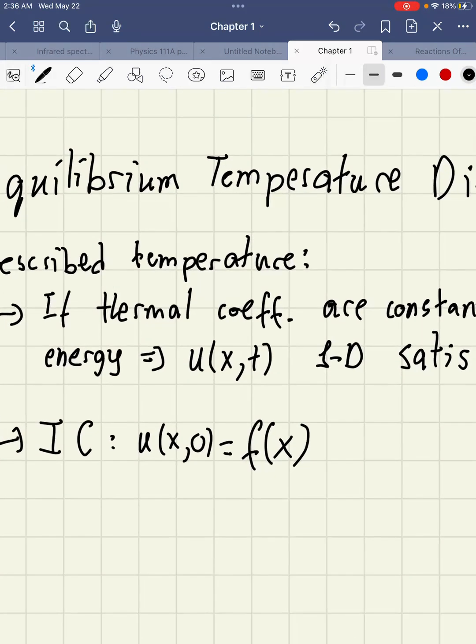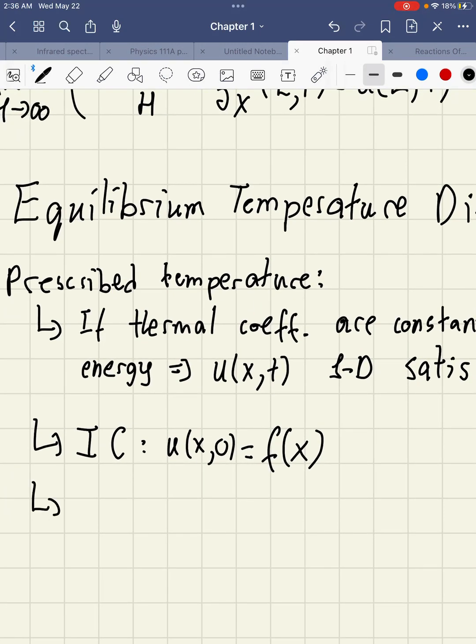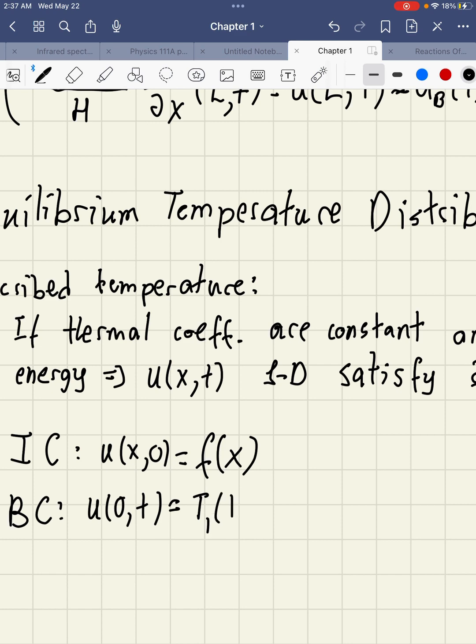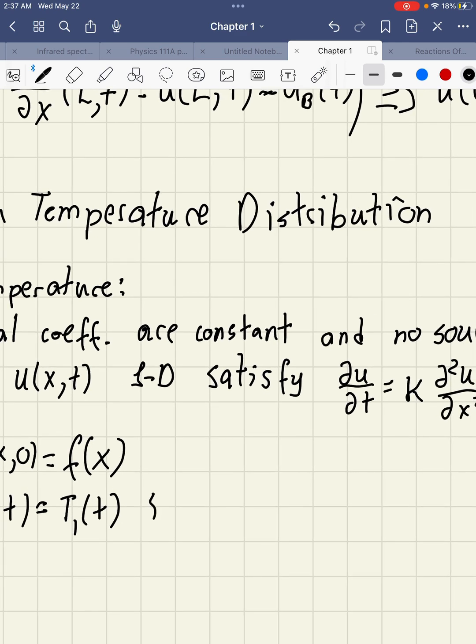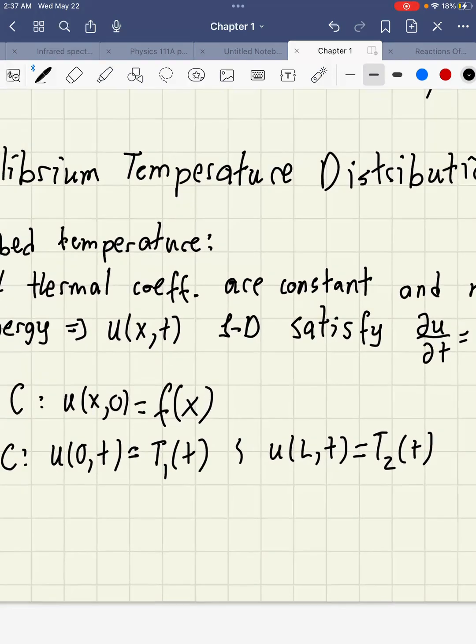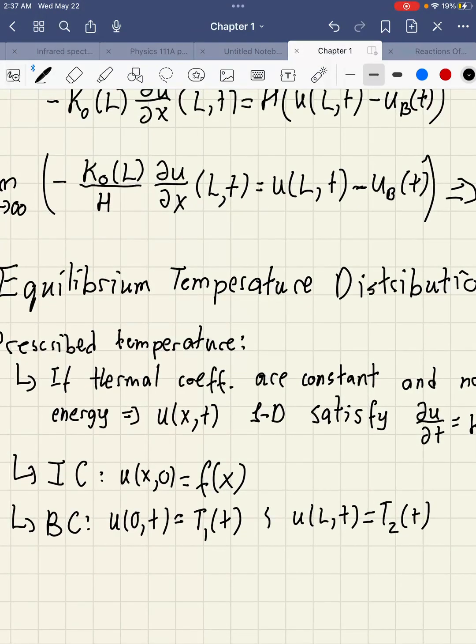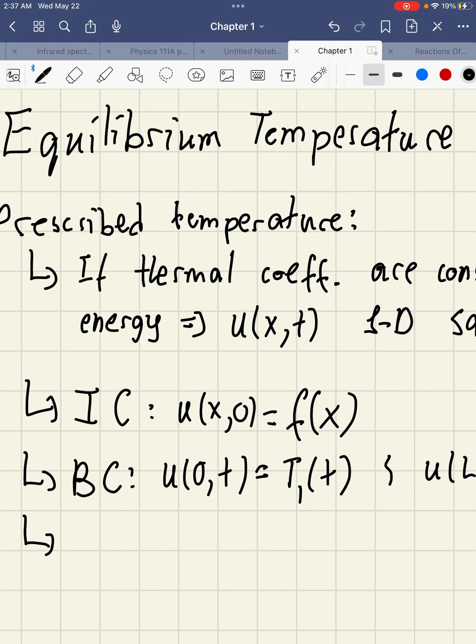Now, the boundary conditions must be such that at x equal to 0, one end, it's defined as the temperature u of (0, t), and then on the other end, we define as u of (L, t). And then we can also use the steady state condition. We have to talk about the steady state condition. The steady state condition is the condition where the boundary condition is independent of the time.